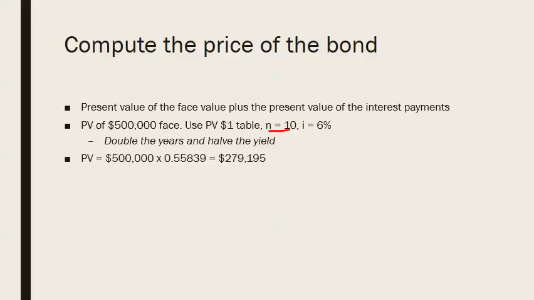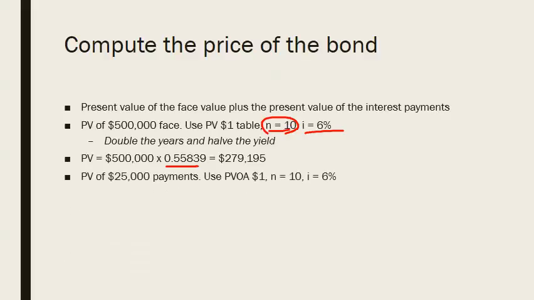From the table, you're going to go to table number 2, present value of the dollar, and look down to the 10 periods column and then across to 6%, and you'll find the factor 0.55839, which gives us the present value of your face. Now that's only the face value. We also need to add in the present value of the payments, the $25,000 payments, which is an annuity.